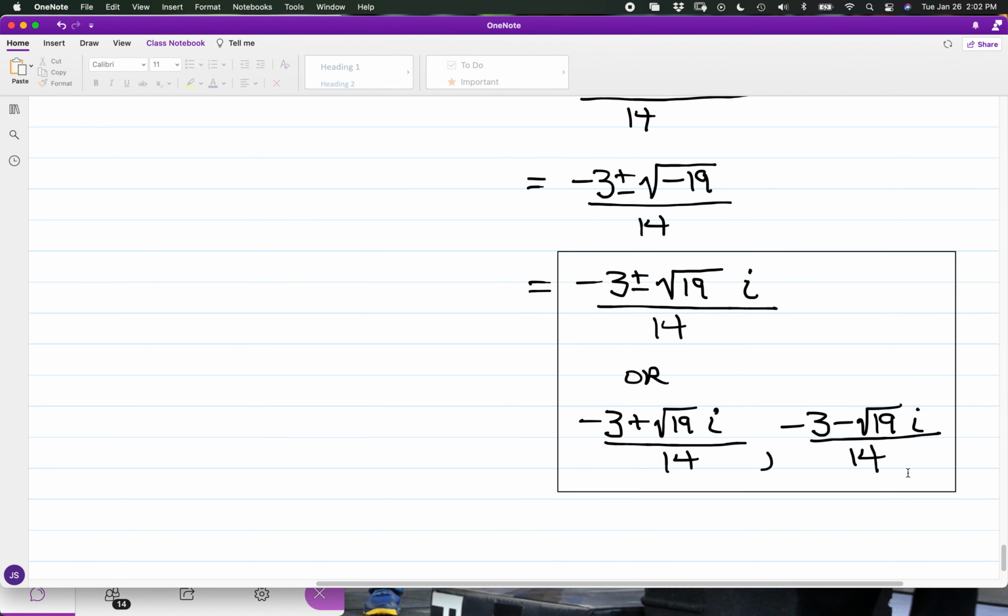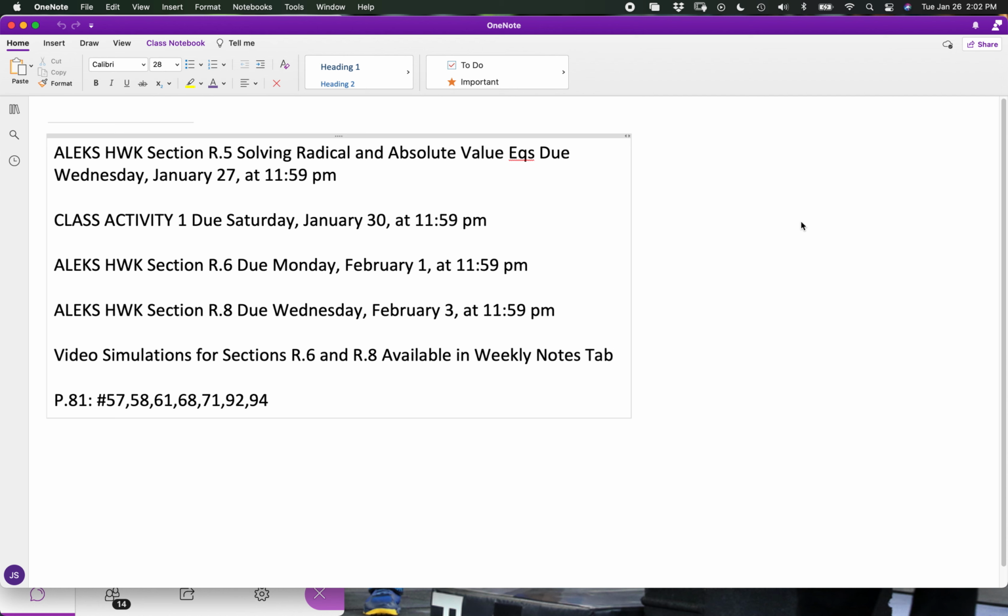Now, so far with our equations involving the quadratics, our results have been either exclusively real results or complex number results. And we're going to cross over next time into a category where we're going to have both types of solutions, a blend of real roots as well as complex roots. For the ALEKS homeworks, you have the section R5 with the radical and the absolute value equations.